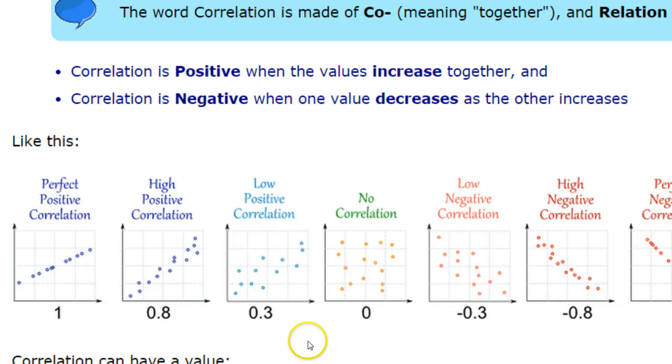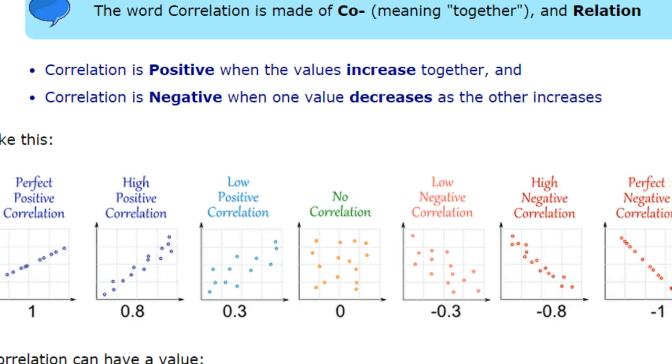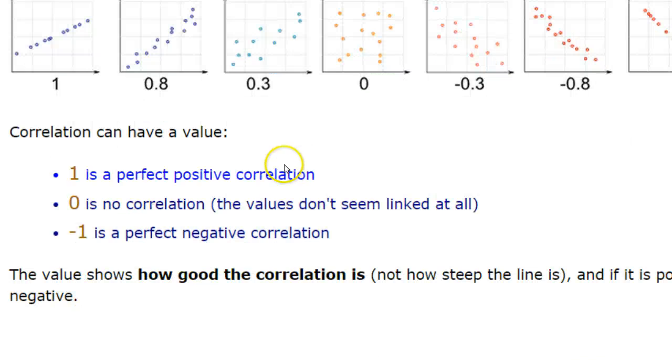So here are some examples of pictures of what it's going to look like. No correlation is going to have a number of 0 and it's going to look kind of scattered in here. Low positive and low negative correlations are going to be around 0.3 and negative 0.3. High positive correlations are going to be about the 0.8 to negative 0.8 range. And perfect positive correlation, which is not realistic, is going to be about the negative 1 to 1 range. Alright, 1 is a perfect positive, 0 is none, negative 1 is a perfect negative.